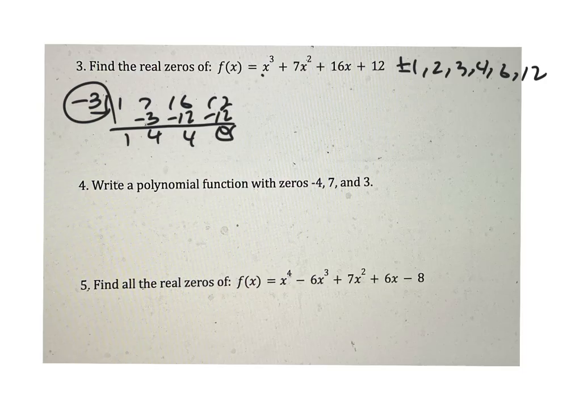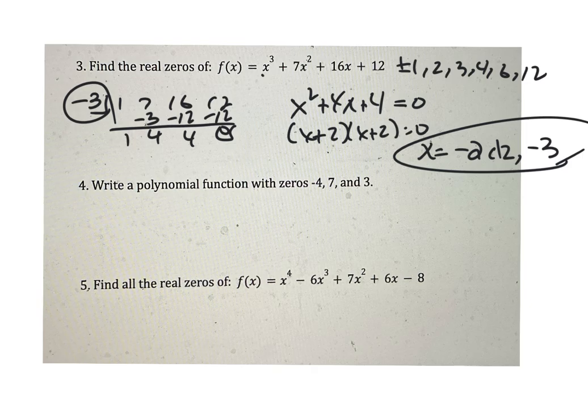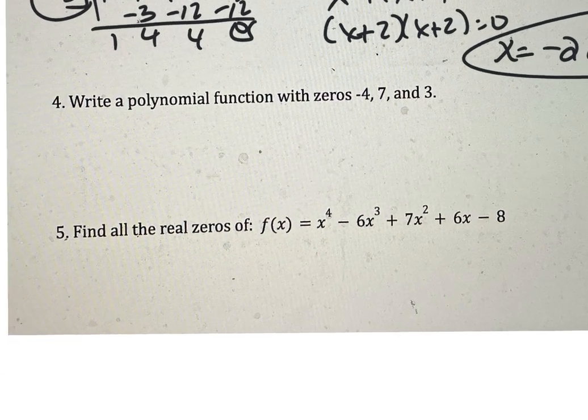Now for the other one, I'm going to see if this will factor. And it sure looks like it will. X squared plus 4x plus 4 would be x plus 2, x plus 2. So I get these real answers. I get negative 2, which is a double zero, or you could write negative 2 twice, and negative 3. Those are my zeros.